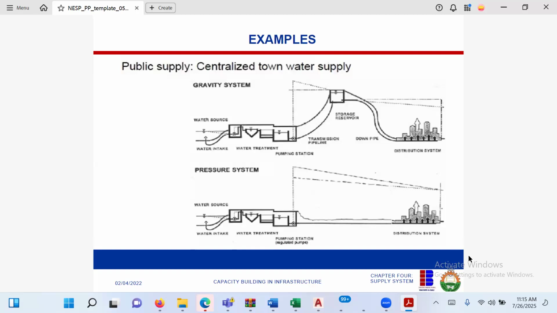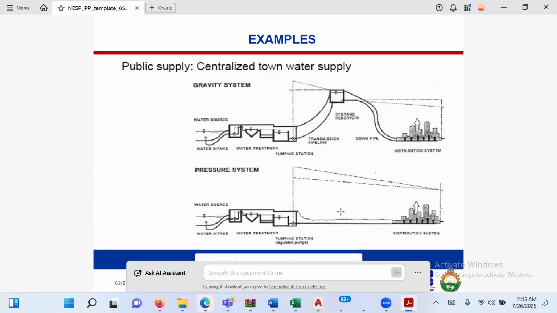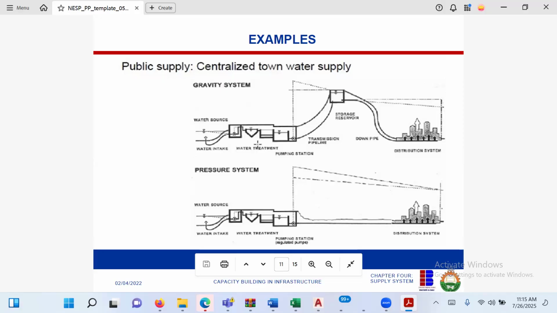So there are two water supply systems, the gravity system and the pressure system. Well, let me tell us that 90% of water systems in the world are gravity systems. Take note of that. Normally, it is designed by gravity. What is designed by gravity? Here you have the water source. From the water source, you go to the treatment plant. From the treatment plant, it goes to your pumping station. The pumping station pumps the water into a storage reservoir.